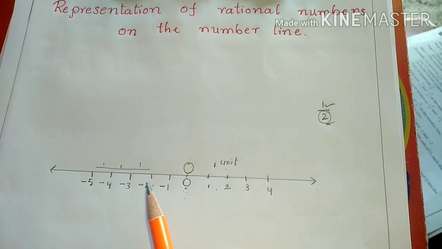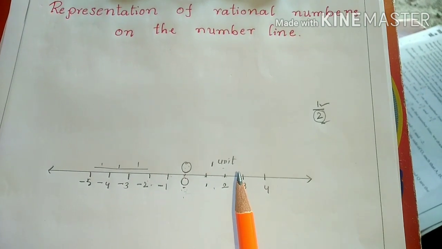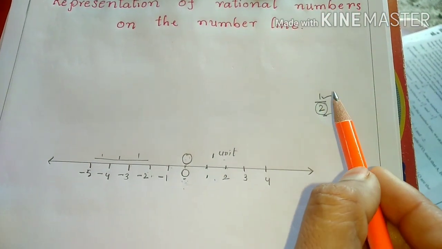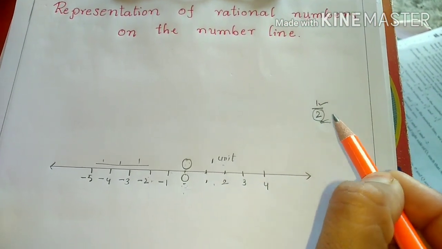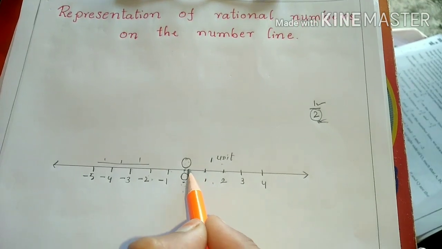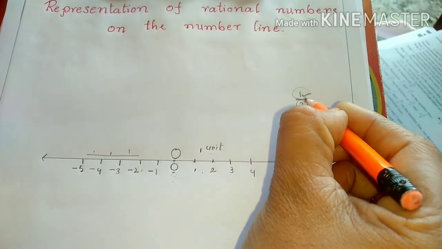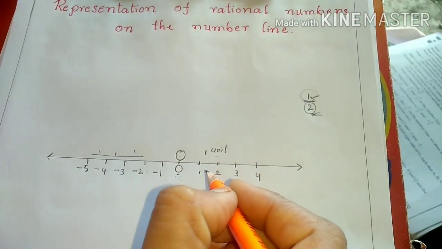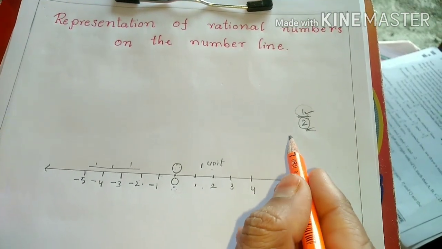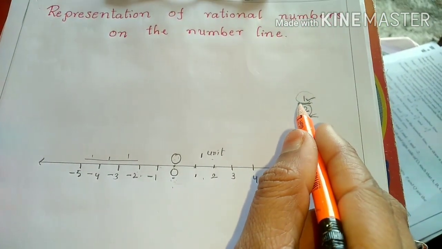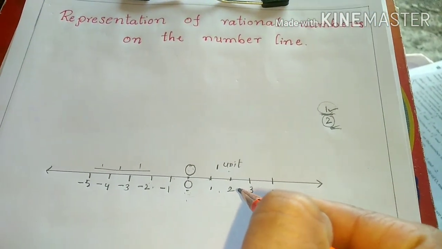Then divide the unit into equal parts such that the number of parts is given by the denominator. The denominator decides how much distance you take. The numerator is how many parts are taken. Okay children, did you understand this topic? Okay, thank you.